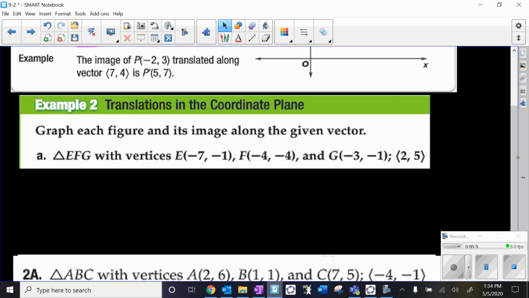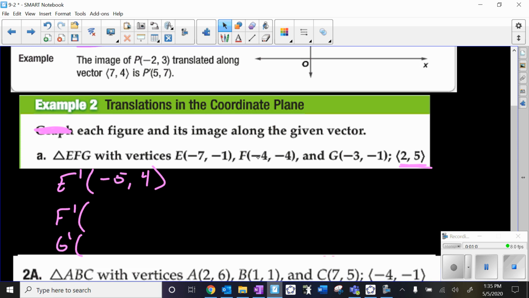So for a quick example, my triangle, again, I don't want to graph, I just want to come up with the new coordinates. So I want to come up with e prime, f prime, and g prime. So e prime, e is at -7, -1, and I'm adding on the vector 2, 5. So -7 plus 2 is going to get us -5, and -1 plus 5 is 4.